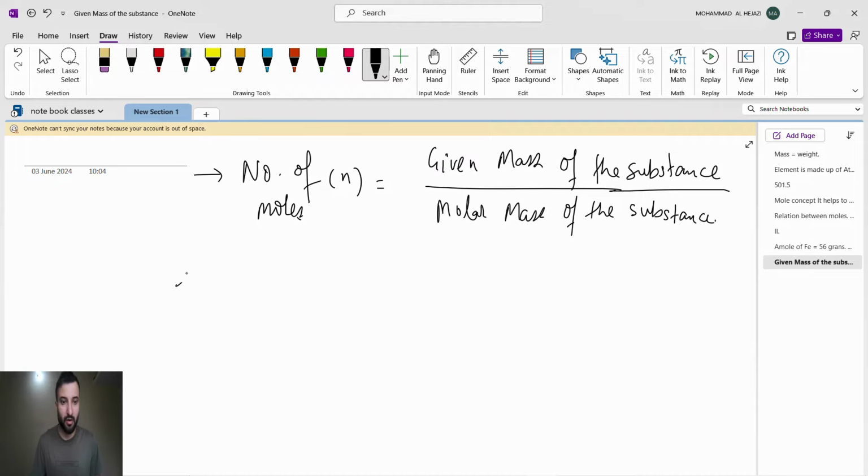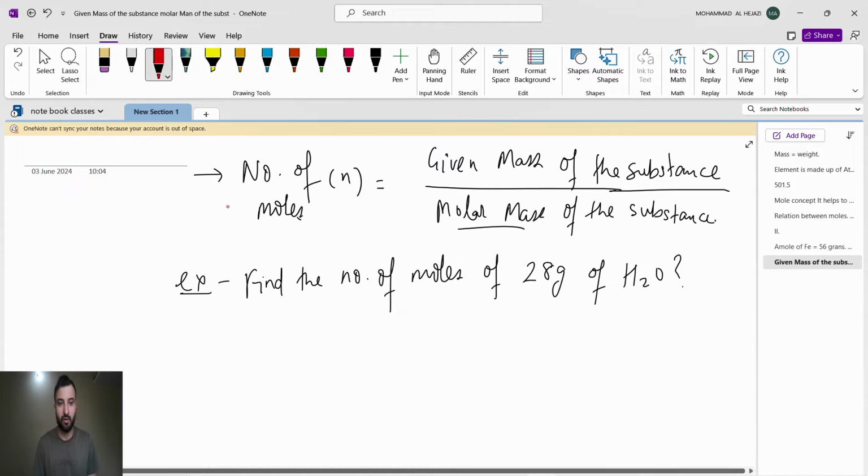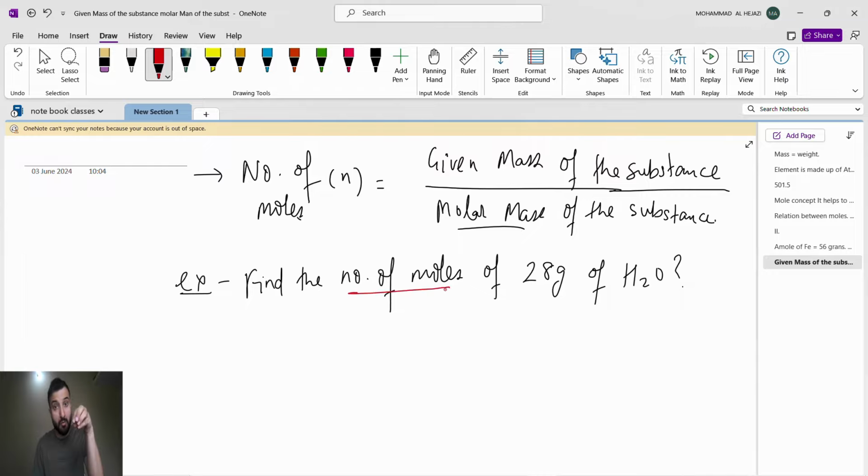Okay. Now we'll see the example. Suppose they will say find the number of moles of 28 gram of water. Given mass means they will give in the question itself. Molar mass means we have to find. What is the question? Question is you have to find the number of moles. How much number of moles are present in 28 gram of H2O?